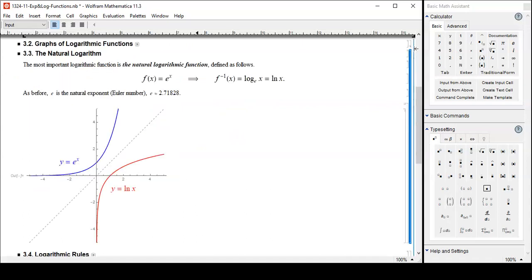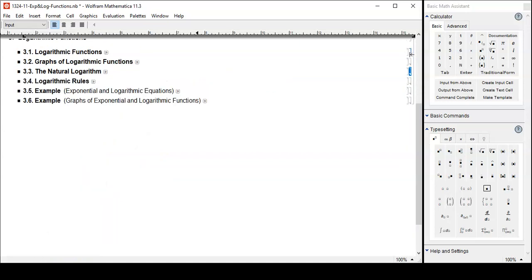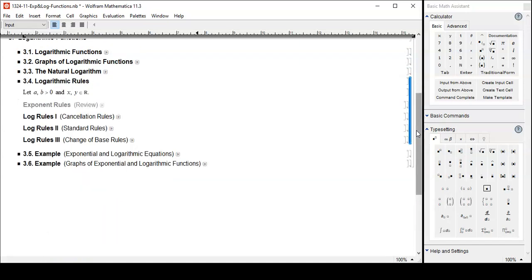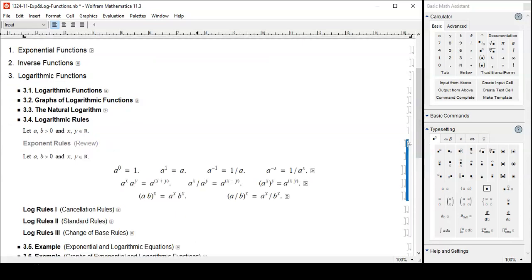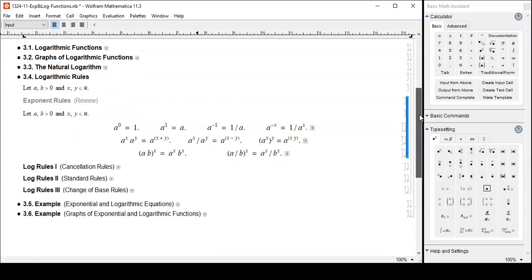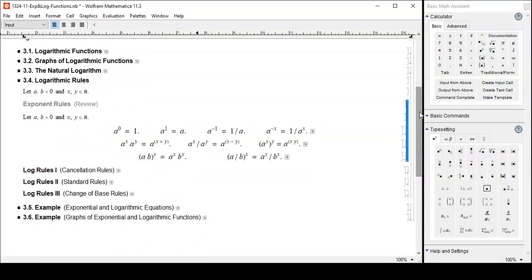And then we talked about natural exponential functions and the natural logarithm as well. All right. Let's go to our main topic, the logarithmic rules. Here's a reminder on exponent rules. Remember all those? It turns out that we have some parallel properties associated with the logarithm.